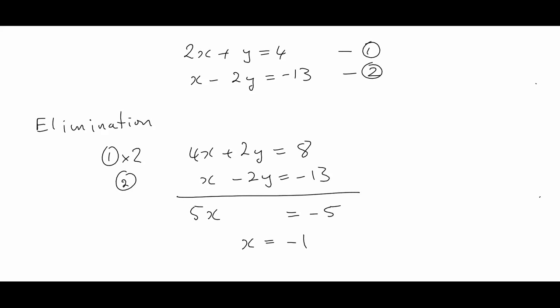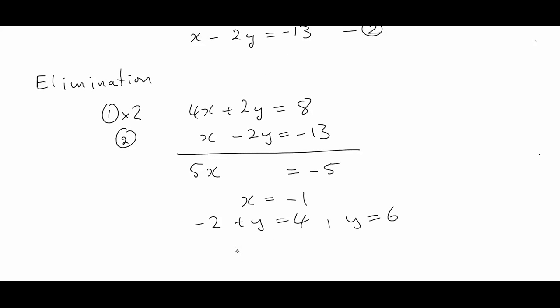Then substituting that value of x into either 1 or 2, let's substitute it into 1, 2x, so minus 2, plus y equals 4. So adding 2 to both sides, we have y equals 6. So the solution of the equations is x equals minus 1, y equals 6.